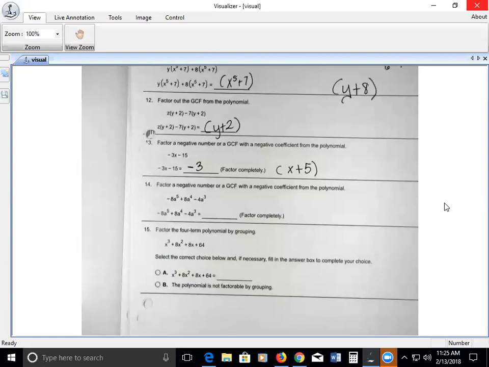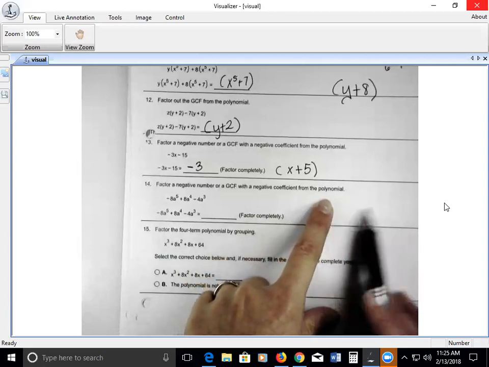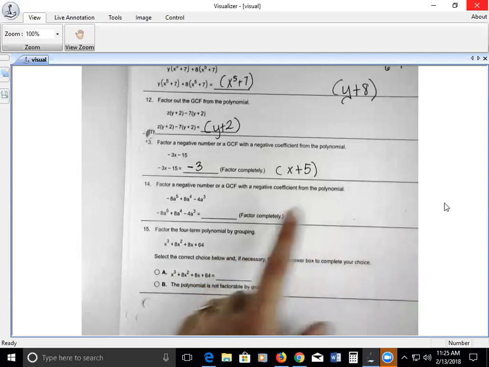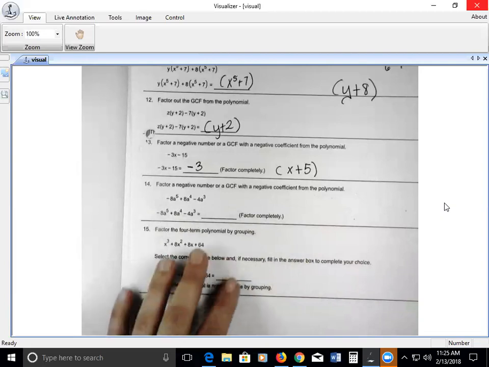So make yourself a note here. Make yourself a note that there's a negative representation in the A position. Just make yourself a little note over here. So we're going to extract a -1. What is the common factor between -8a to the 5th, +8a to the 4th, and -4a to the 3rd? -4a to the 3rd. I agree.